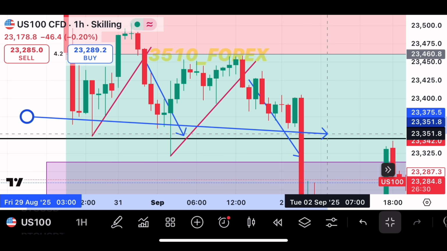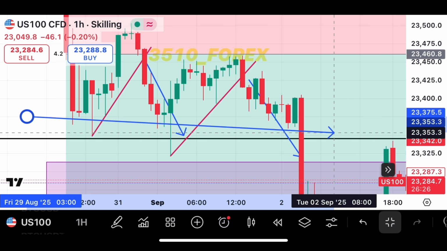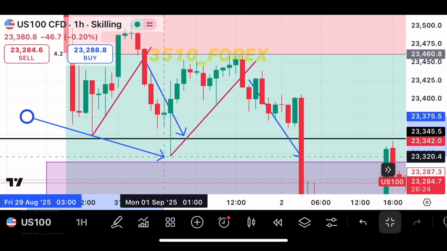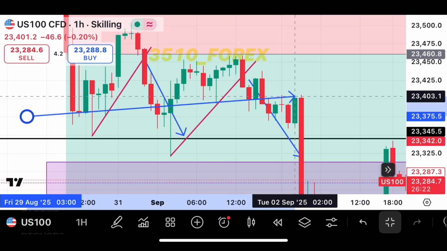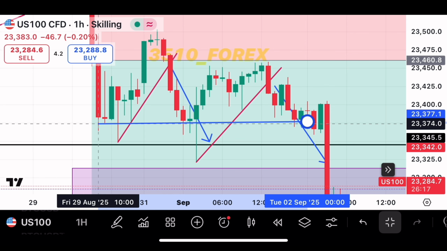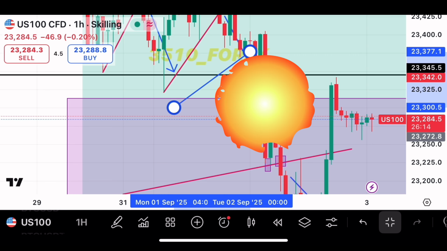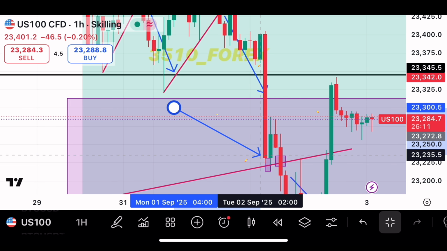And this time it went crazy. As soon as it touched this price that I highlighted, it just broke down like crazy, bro. It just broke down like crazy. And this is what happened. It went boom, boom, going down, going down, going down.